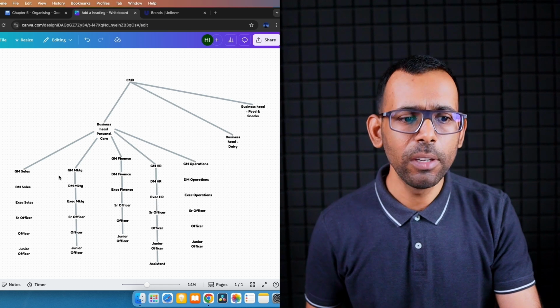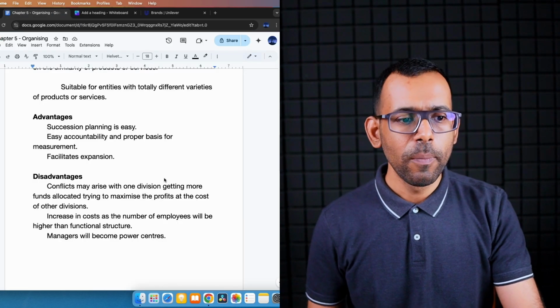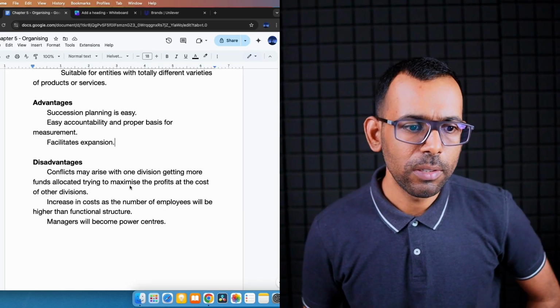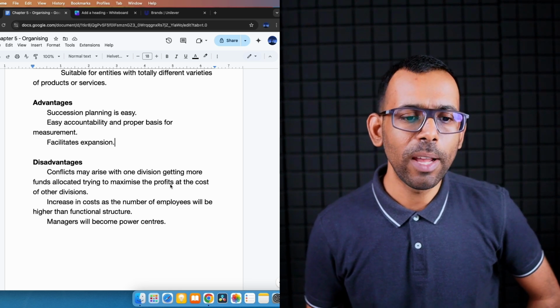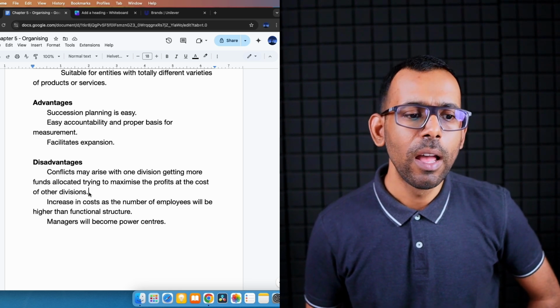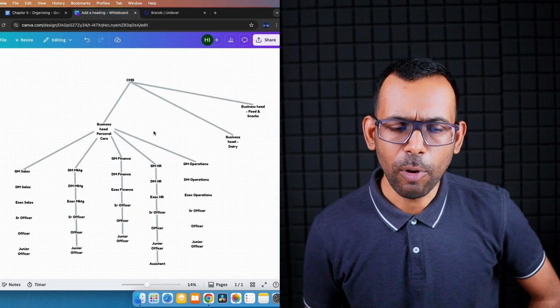Because they already have the template here. Next, let's talk about the disadvantages. Conflicts may arise with one division getting more funds allocated, trying to maximize the profits at the cost of other divisions. So this is a classic conflict only.